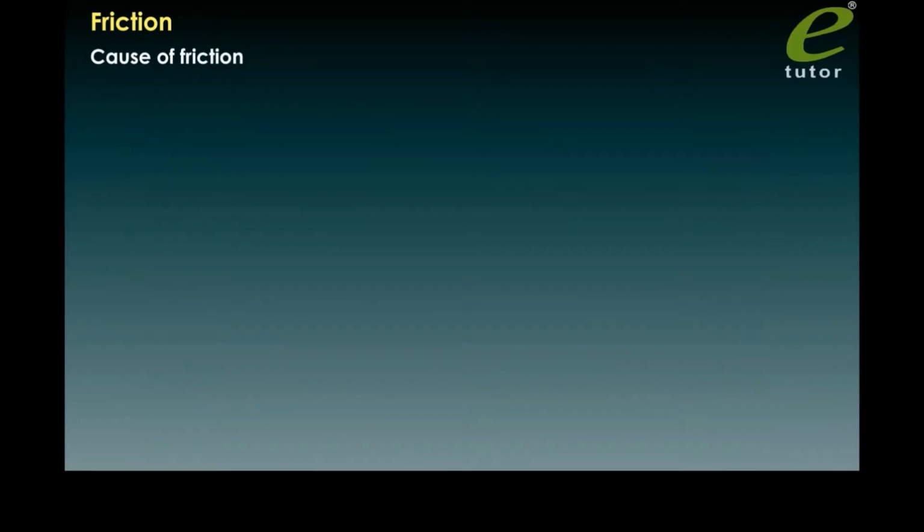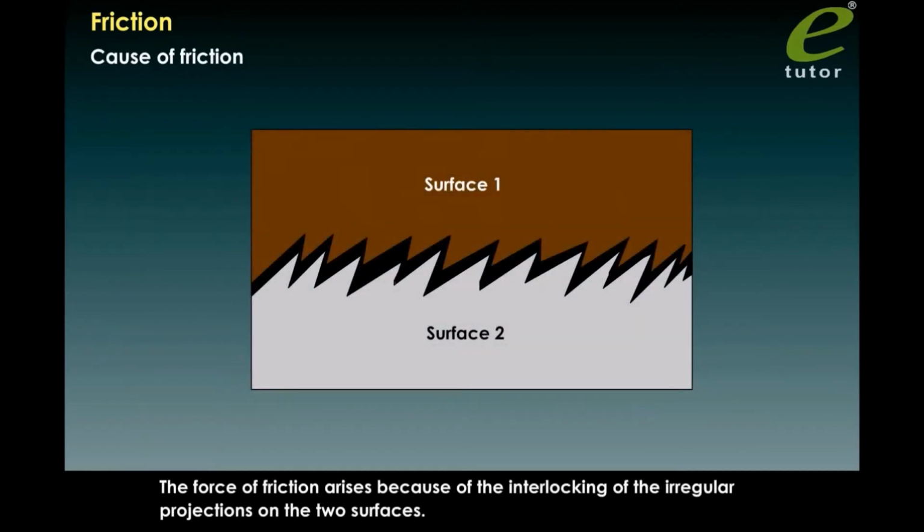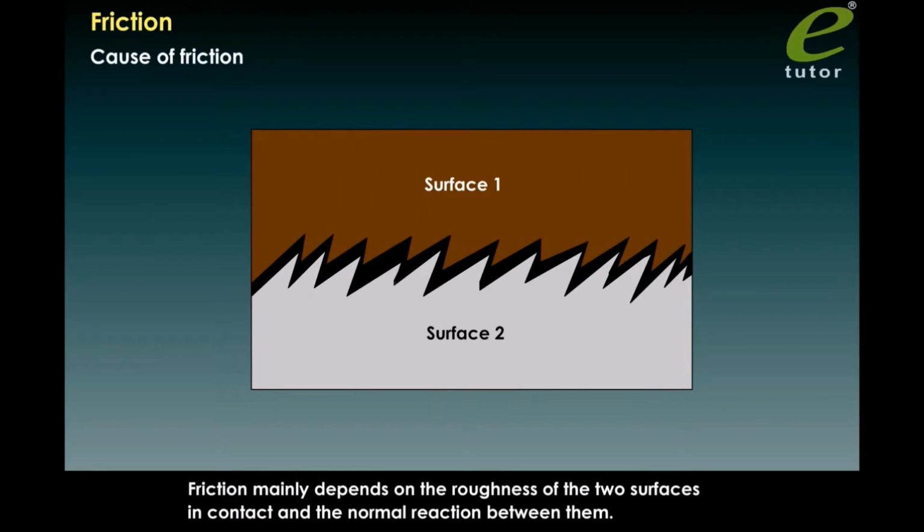Cause of friction. The force of friction arises because of the interlocking of irregular projections on the two surfaces. Friction mainly depends on the roughness of the two surfaces in contact and the normal reaction between them.